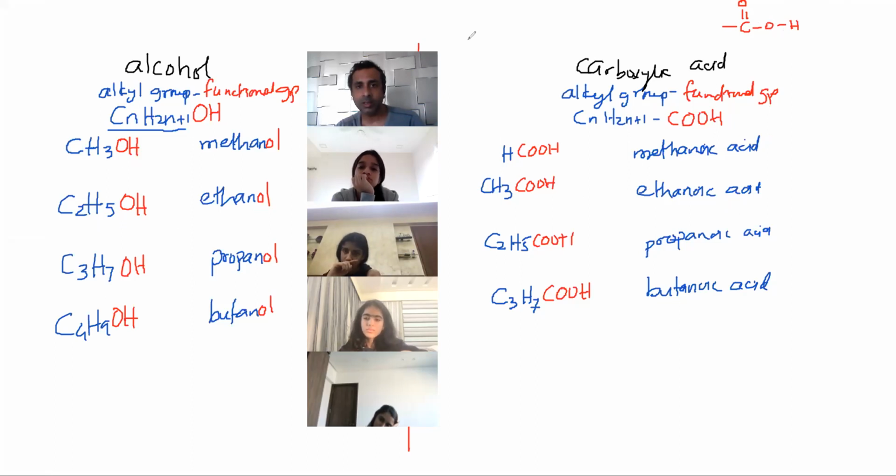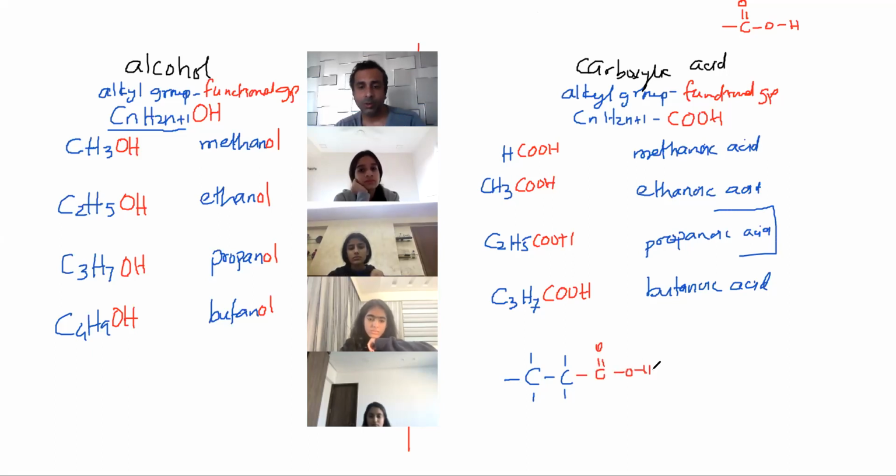So we can take a structure of any one, let's say propanoic acid, if you have to draw. So you have to draw C2H5, so C2H5, 1, 2, 3, 4, 5, and then COOH as shown. Okay, that's how the propanoic acid will be.